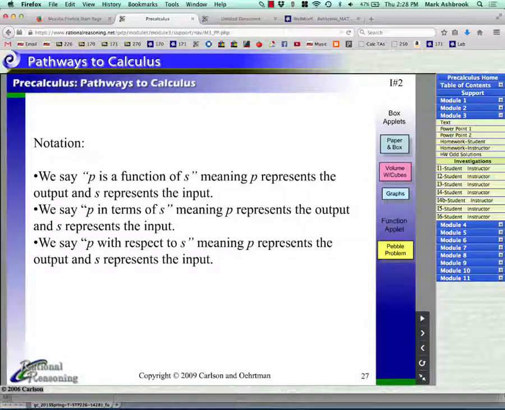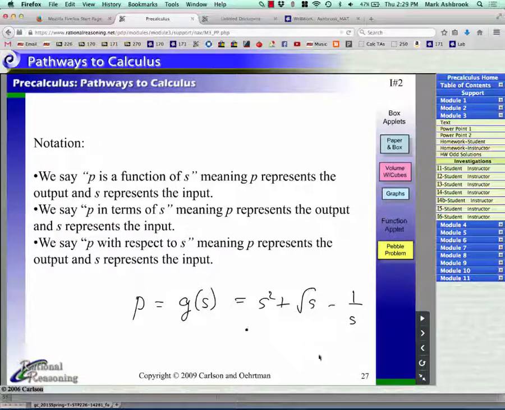So p with respect to s, again, is saying that p is the output and s is the input. So it's like p equals g. That is p with respect to s. P is the output, s is the input. Or p in terms of s. S squared plus square root of s minus 1 over s. That's p in terms of s. S is the input, p is the output.